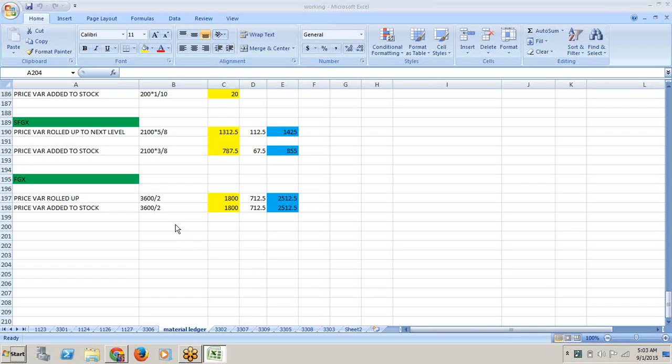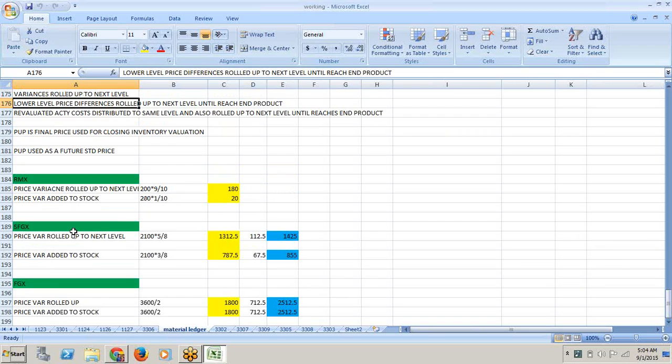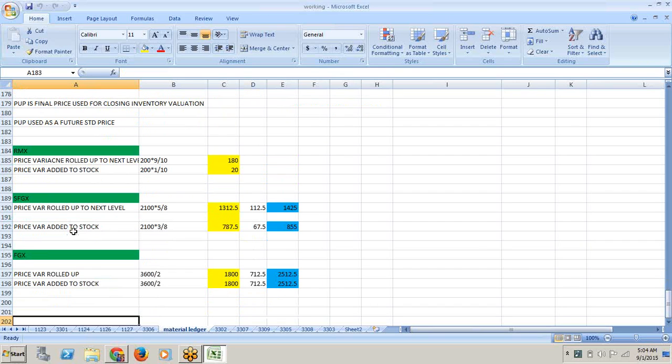Morning. In the previous session, we discussed material cost and how it is rolled up to the next level in multi-level price determination. Now we will discuss activity cost, how it is rolled up to the next level, and how the calculation is done.